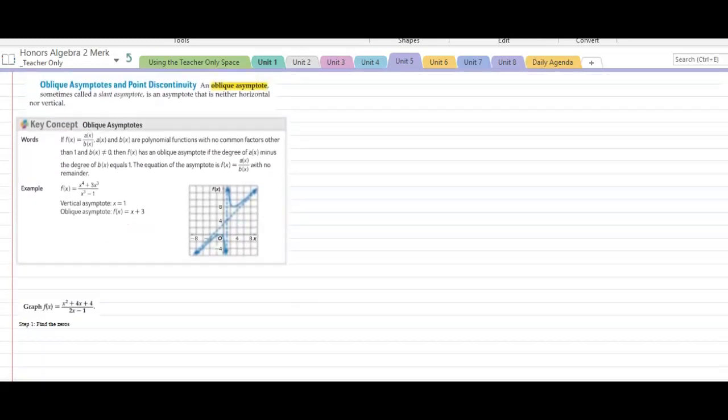Let's talk a little bit about oblique asymptotes. These are sometimes called slant asymptotes. Sometimes when we don't have a horizontal asymptote, it's because it's an oblique asymptote. If the degree of the numerator is just 1 degree bigger than the degree of the denominator, we will have an oblique asymptote where we need to take the numerator divided by the denominator, and that will be the equation.